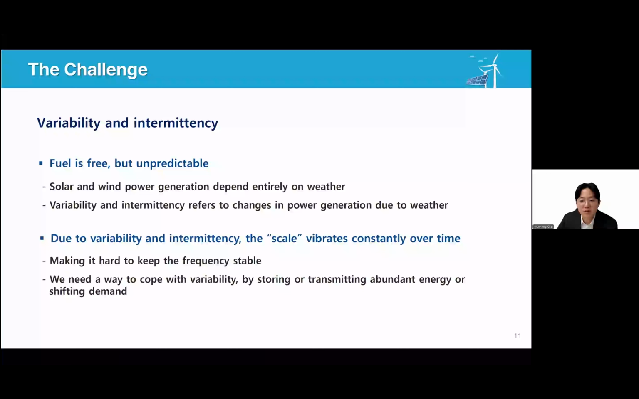Variability is about generation varying by time, and intermittency is about generation sometimes dropping to zero. Due to this variability and intermittency problem, the scale vibrates constantly over time, making it hard to keep the frequencies stable. Therefore, we need a way to cope with these problems by storing or transmitting abundant energy or shifting demand.